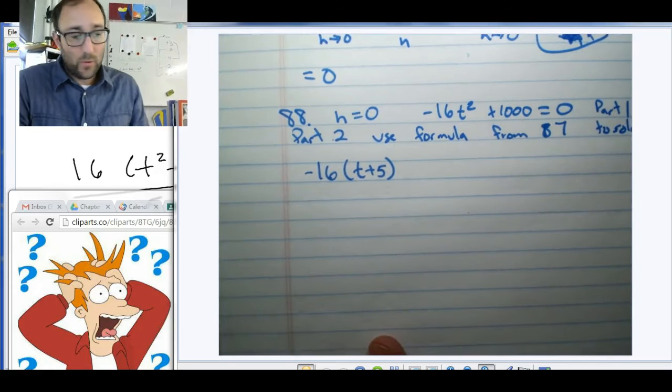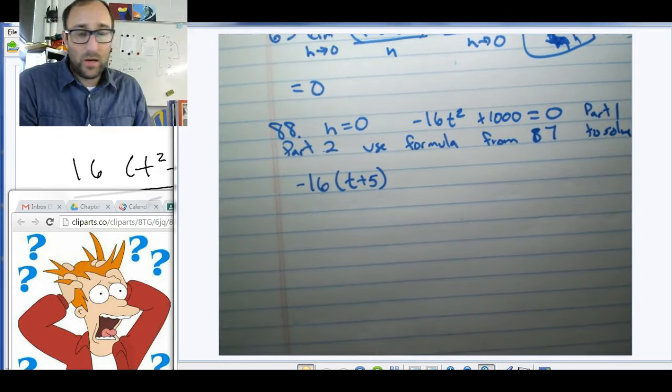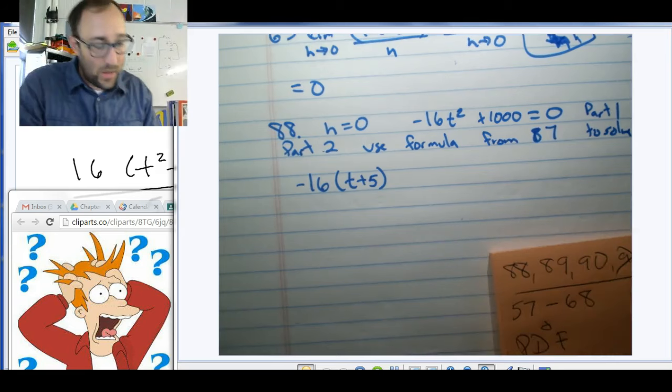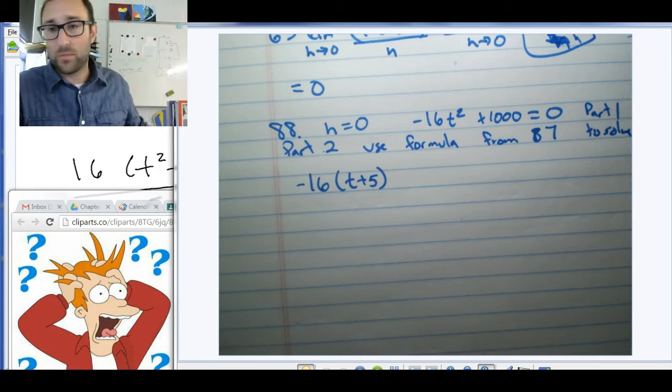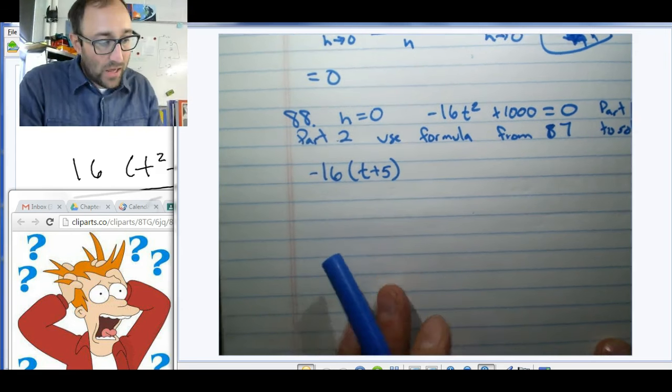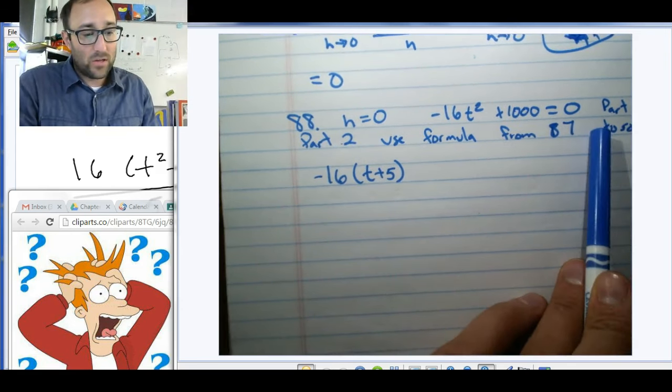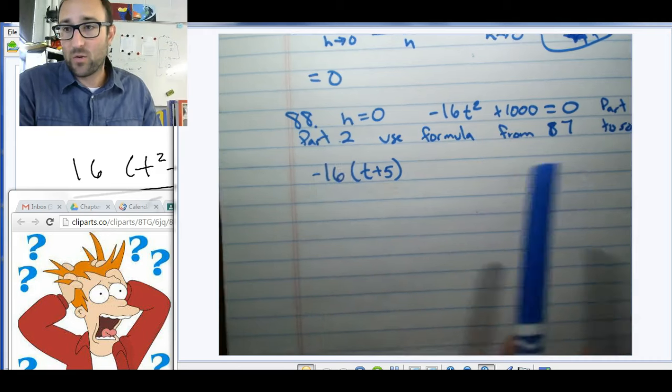Alright everyone, this is for number 88. Sorry, 88, 89, 90. They're all going to be the same. I'm really going to just do one of them because we've already done some of them. So 88 says, find out when the object hits the ground, and then how fast it is going when it hits the ground.